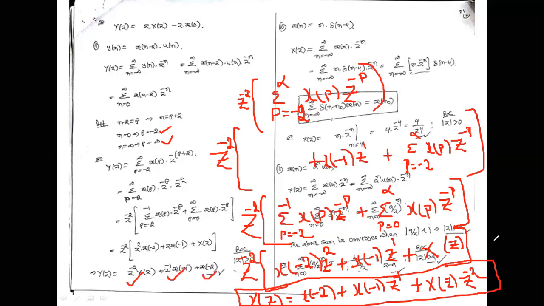Got it? But what is the ROC? The ROC is greater than 2 only, because it is mu of n. The ROC is greater than 2 because its value starts from p plus, n minus 2 is there here. The function n minus 2 mu of n.